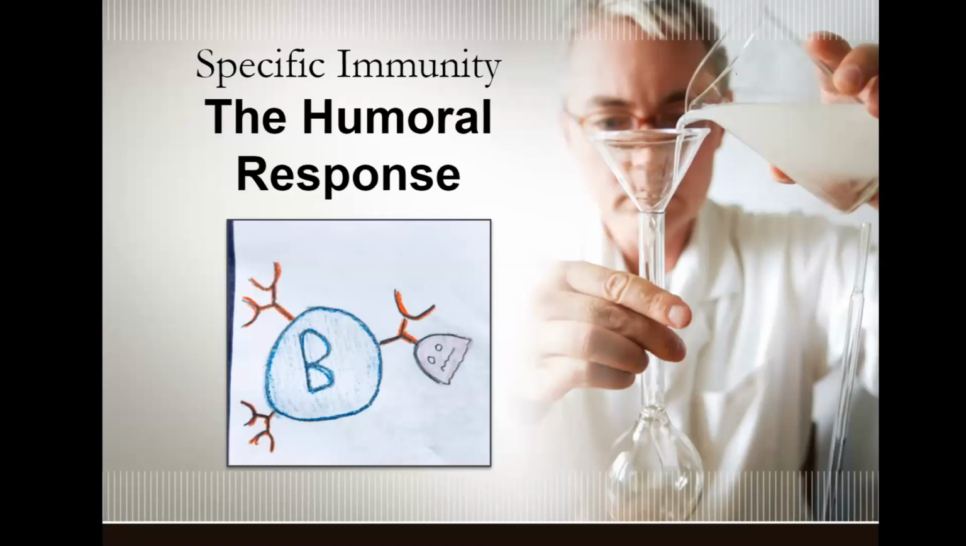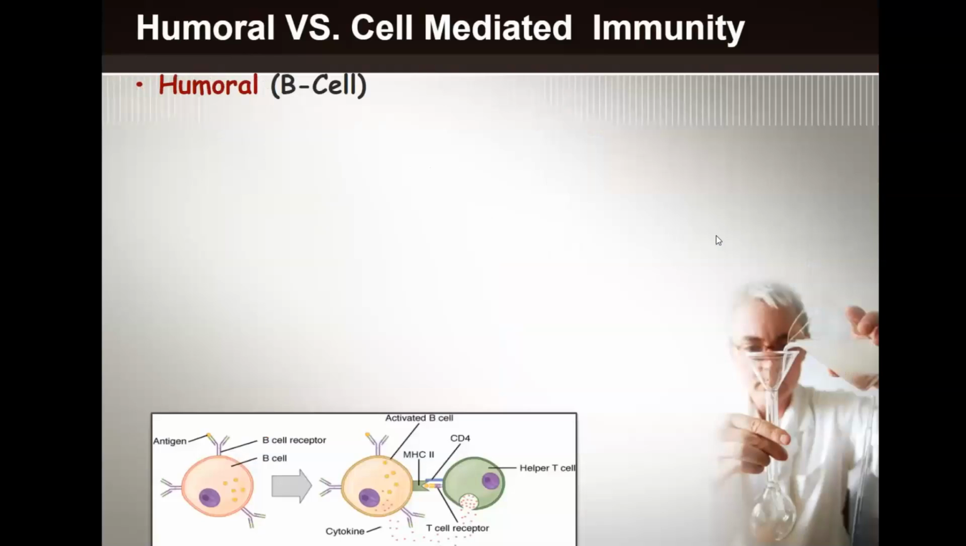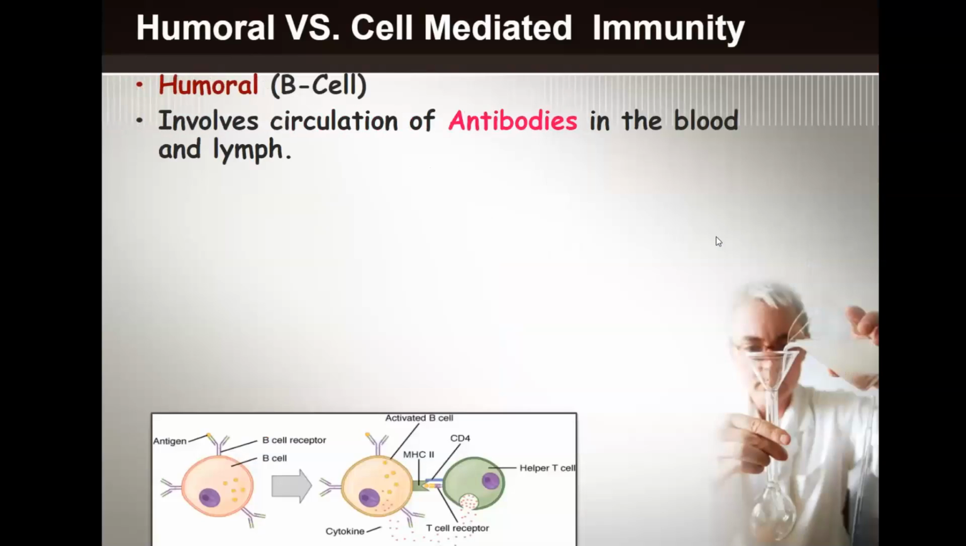So humoral response has to do with the liquids, right? We talked about that the other day, blood, lymph. And it also has to do with the B cells and the antibodies. So this is a B cell, and it's got some antibodies on it, and it's got a little foreign somebody on there, an antigen. Okay, so humoral versus cell mediated, just to give us a little bit of background here.